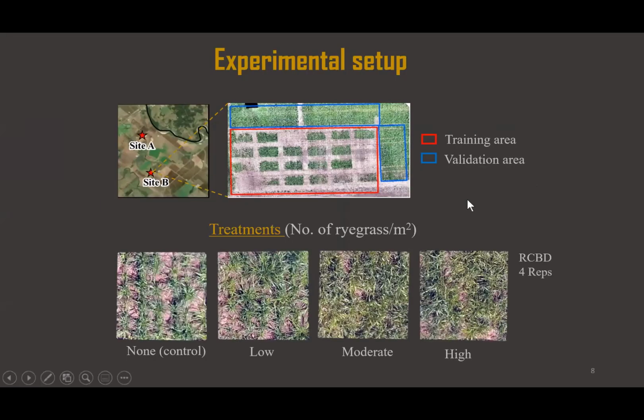So this experiment was conducted in 2 different sites. In each site, we had training area and validation area. And in training area, we had 4 different ryegrass density treatment plots, as you can see on the screen. And this setup was designed in complete randomized block design, and all the density treatment plots were replicated 4 times.